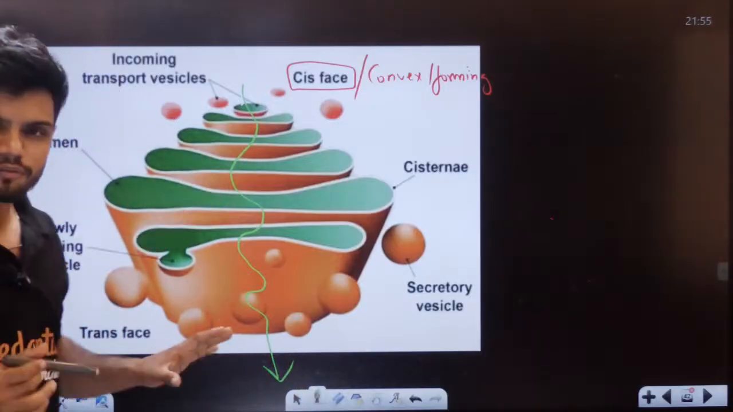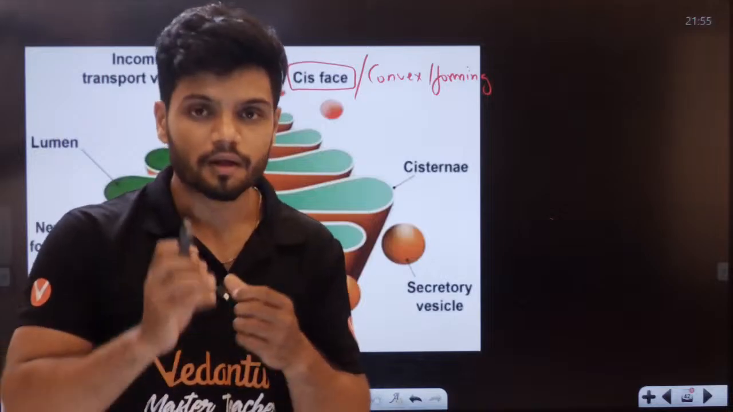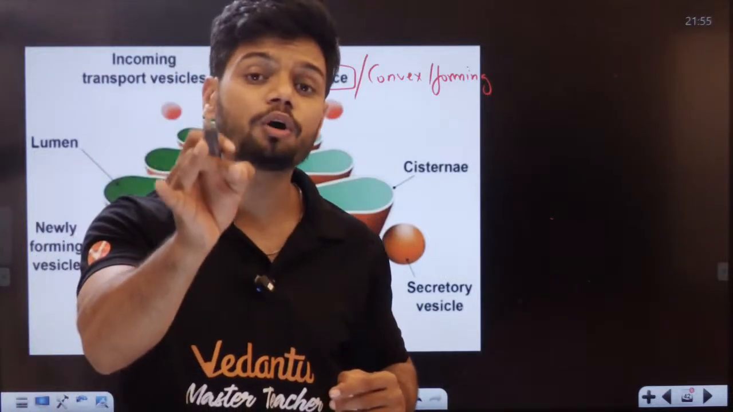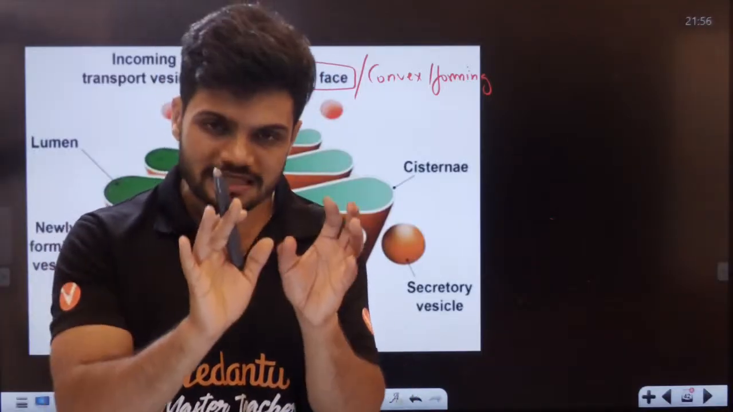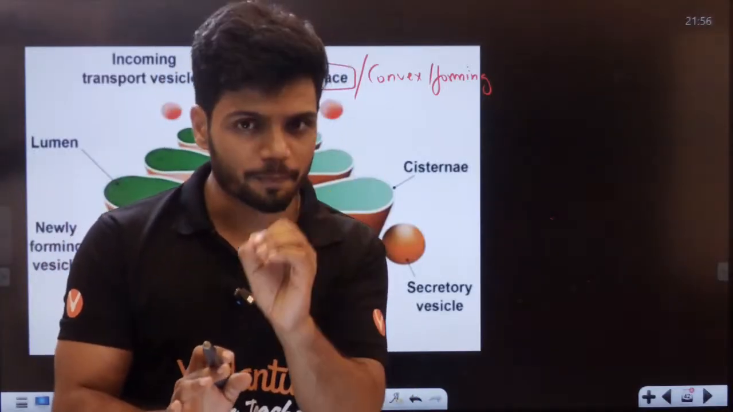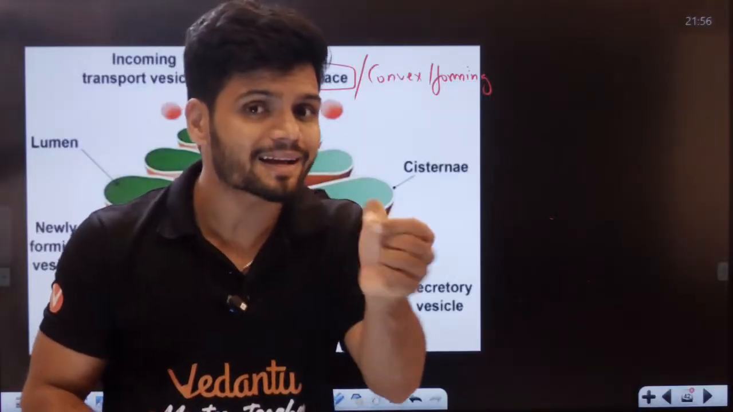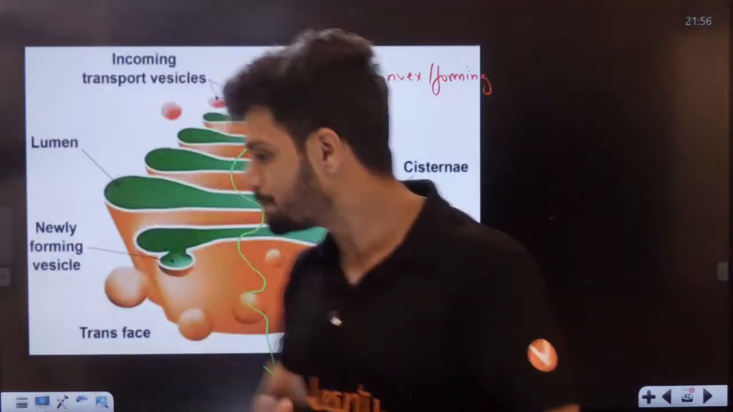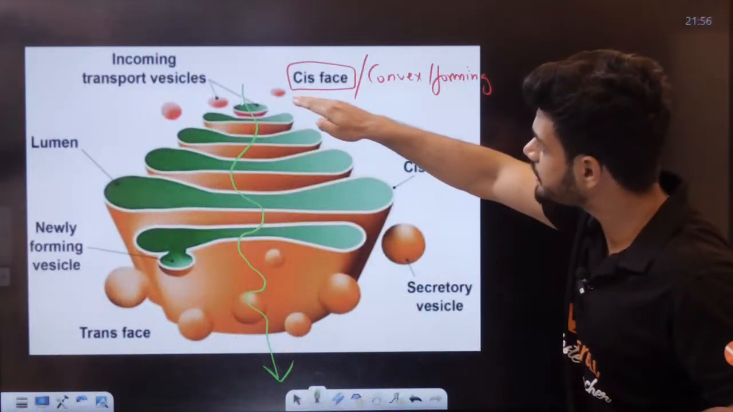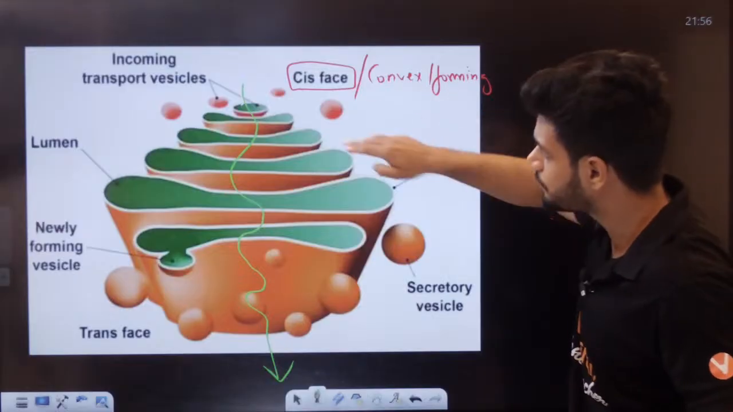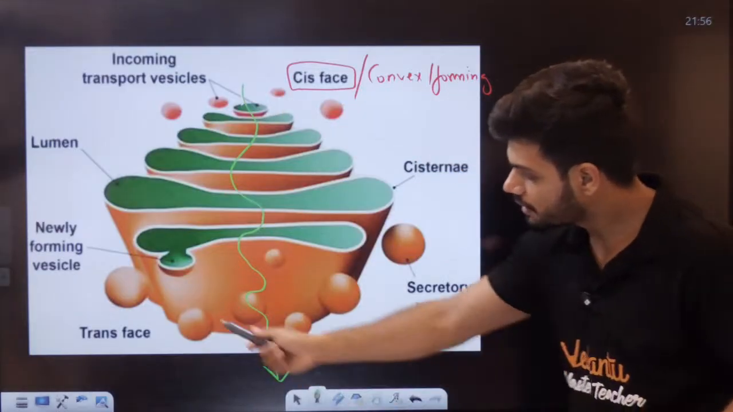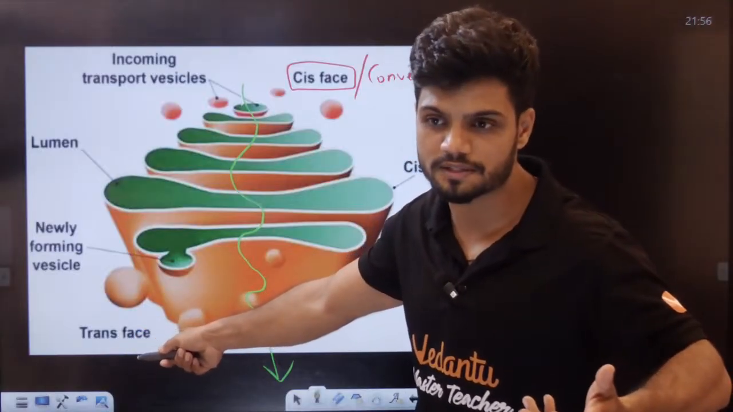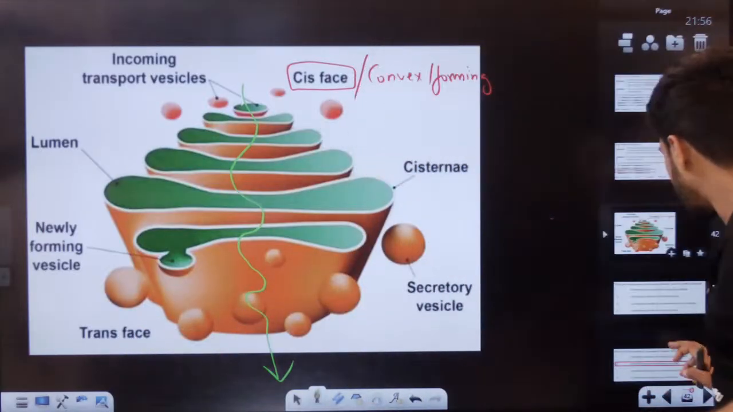So the main function of the Golgi complex is packaging. Any type of protein or lipid which is coming out of the endoplasmic reticulum undergoes packaging. Packaging will always start from the cis phase, also called the convex phase or forming phase, and comes out at the trans phase, also called the maturing phase.